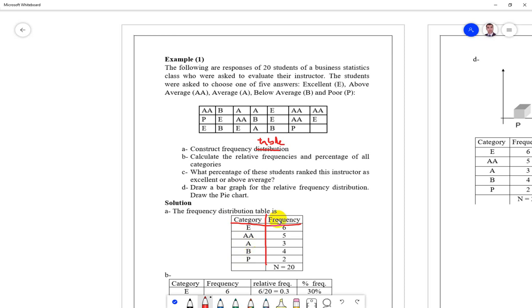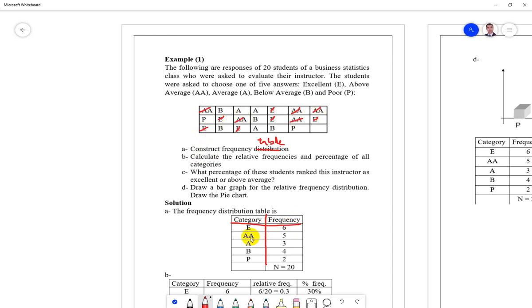And then the frequency means the count. So now in that table, count how many we have for excellent. That is 1, 2, 3, 4, 5, and 6. So you have 6 values for the level excellent. Second, above average, you can count the same way. So you have 1, 2, 3, 4, 5.